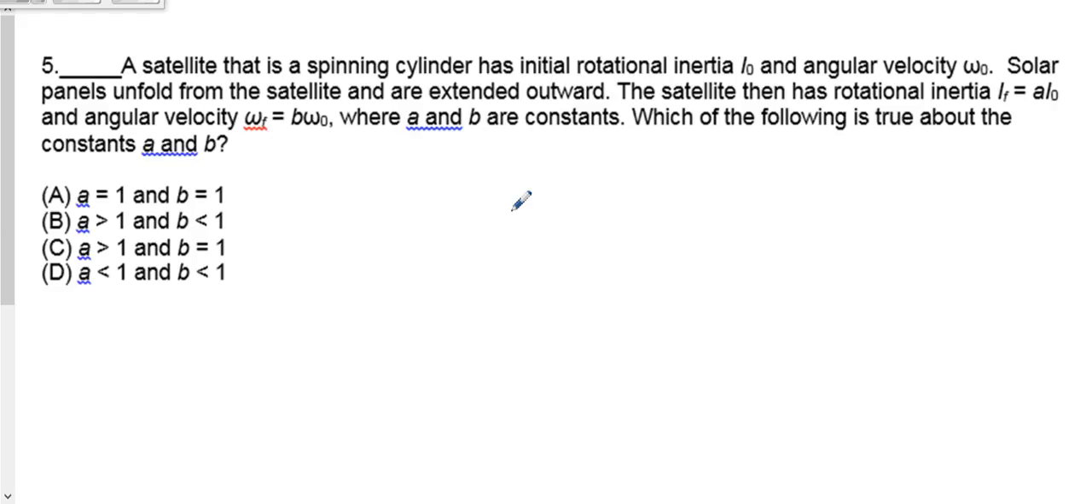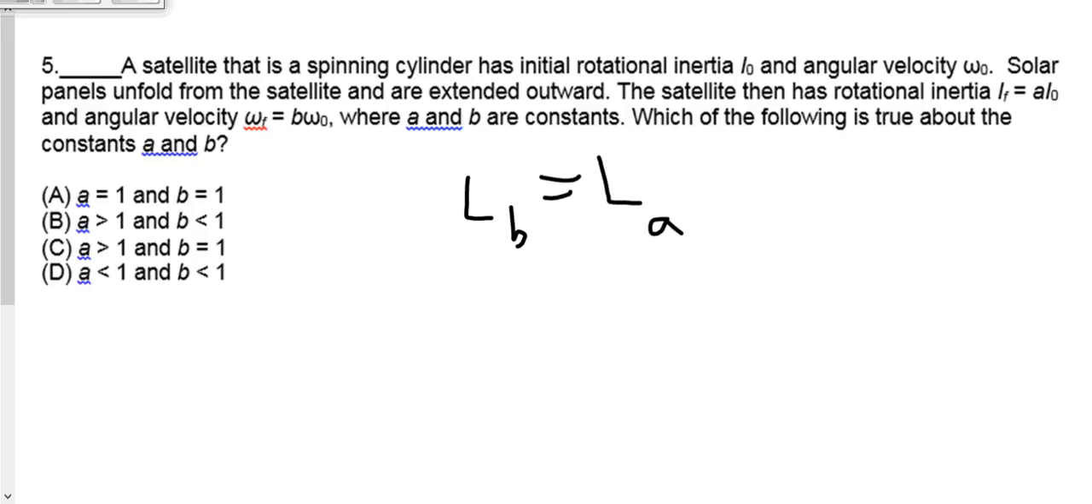So all it's saying then is that the angular momentum before, I can write it like this, before the solar panels are unfolded has to be the same as the angular momentum after they're unfolded. So they're using these A and B. So it says solar panel, the satellite then has a rotational I final. So we're comparing initial and final. I guess I put before and after, but so we can write it like this using the right terminology.